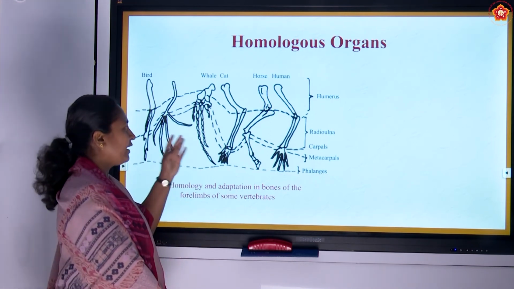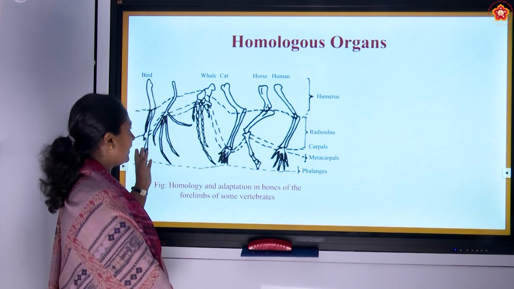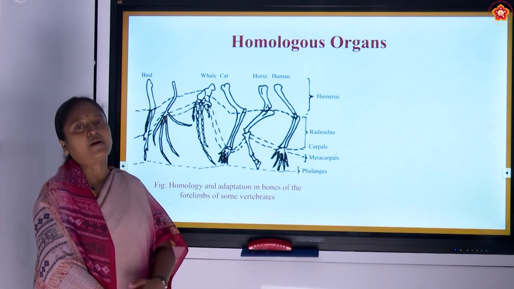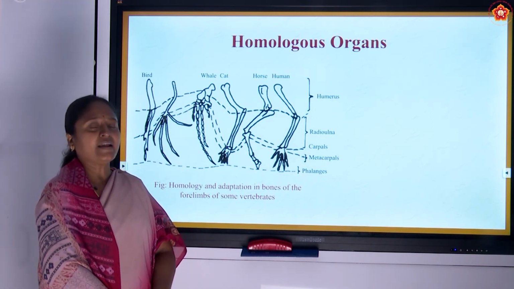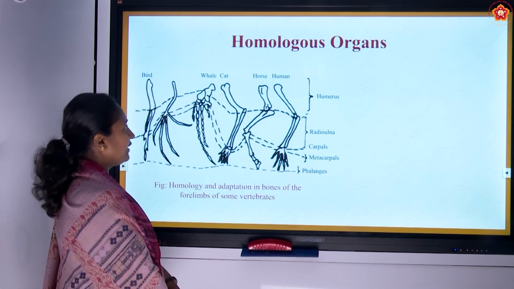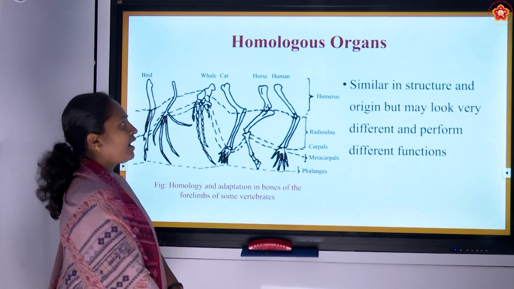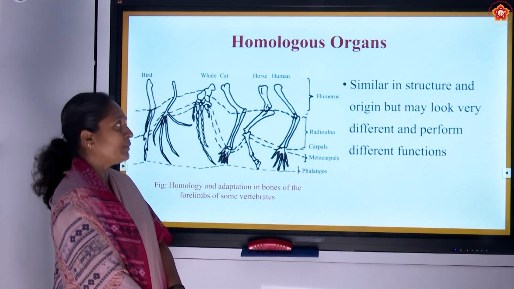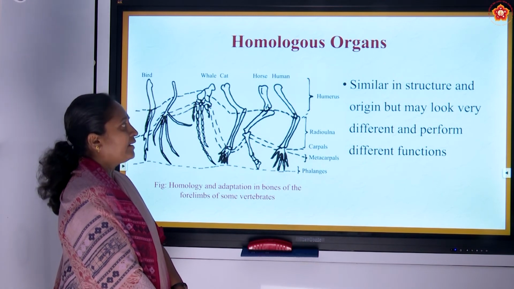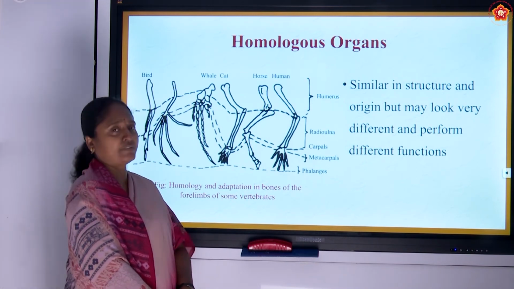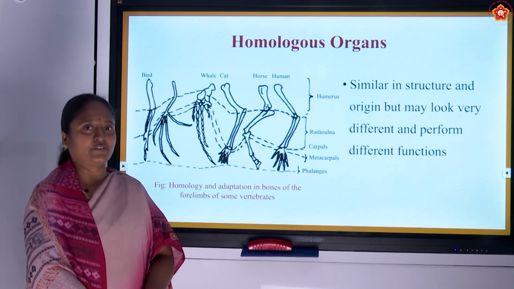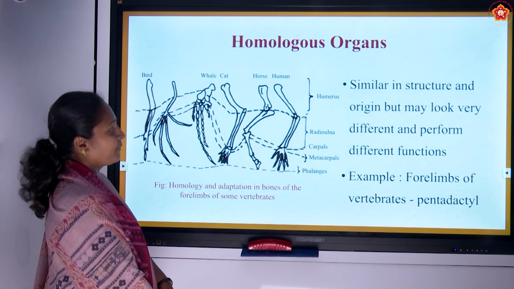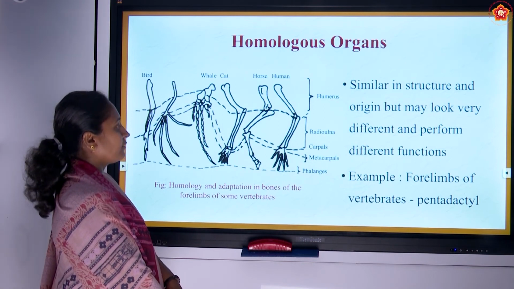So each and every organ that we have considered has the same ancestry. That is the forearm of the vertebrate organism, which functions in a totally different way according to how the organism needs it. So these organs are similar in structure and origin, but they look totally different and perform a different set of functions. Hope you understand this. Then we will go to the next example; here the example we have is the forearm of the vertebrate.